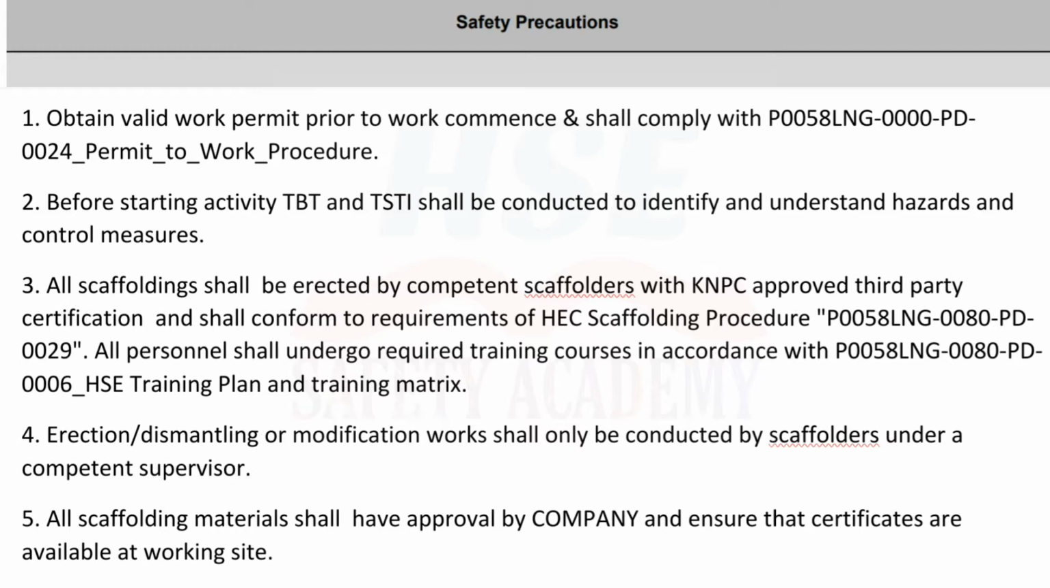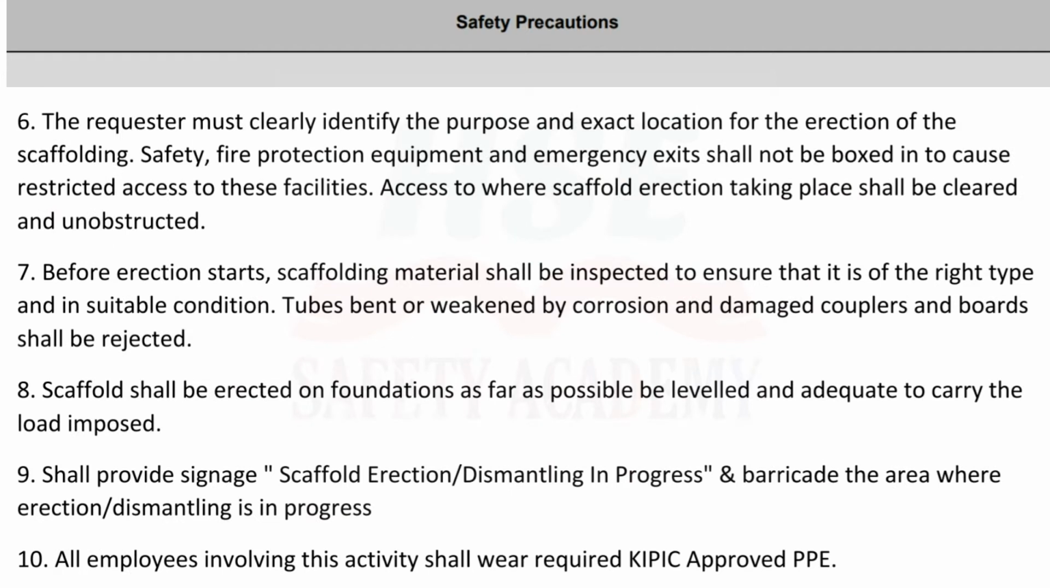4. Erection, dismantling or modification works shall only be conducted by scaffolders under a competent supervisor. 5. All scaffolding materials shall have approval by company and ensure that certificates are available at working site. 6. The requester must clearly identify the purpose and exact location for the erection of the scaffolding. Safety, fire protection equipment and emergency exits shall not be boxed in to cause restricted access to these facilities. Access to where scaffold erection is taking place shall be cleared and unobstructed.